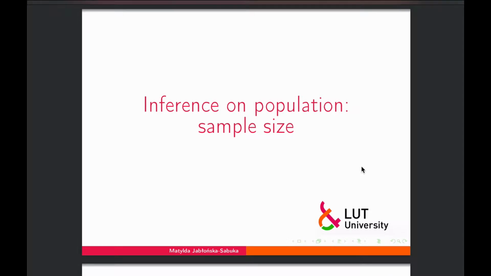Another important topic related to population proportions is the sample size. So you may have a very wide population from which you can do the sampling, but of course, to minimize the use of resources and the costs, you would like to take as small a sample as needed in order to get a specific accuracy of your result.